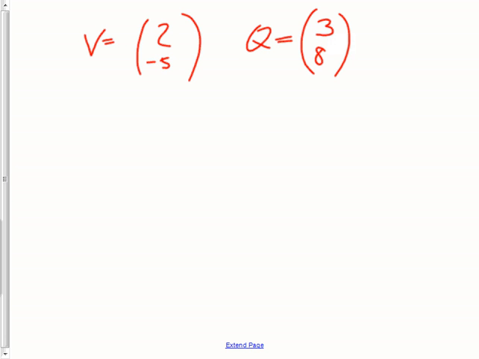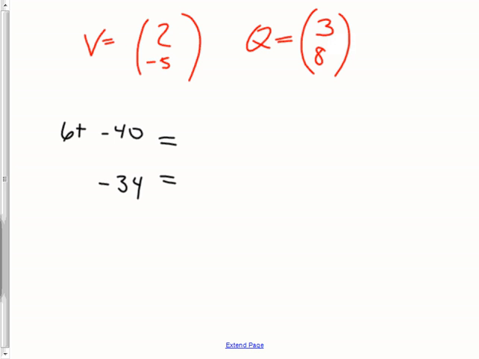Pause for a second and see if you can do it yet. All right, so here we go. You have to do the dot product of these two because that's on the left side. That would be 2 times 3 is 6, plus negative 5 times 8 is negative 40. Did you get negative 34 for the dot product?